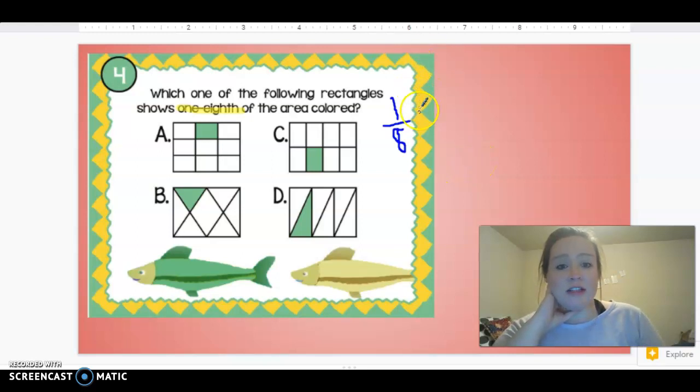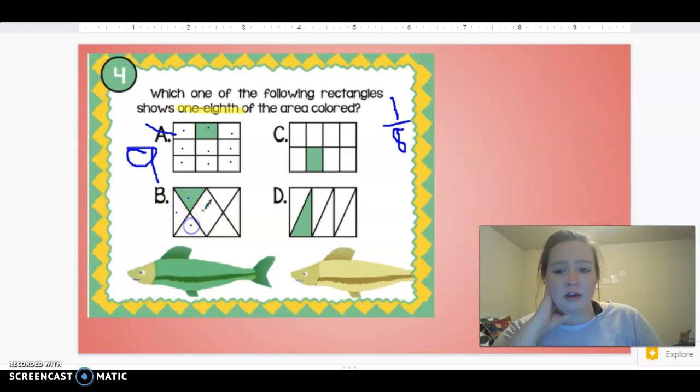Good, just 1. So that's your fraction 1/8. Okay, so let's figure out, I want to find this rectangle that matches 1/8. 1, 2, 3, 4, 5, 6, 7, 8, 9. Well, that's going to be 9. Your denominator is going to be 9. I'm looking for a denominator of 8.